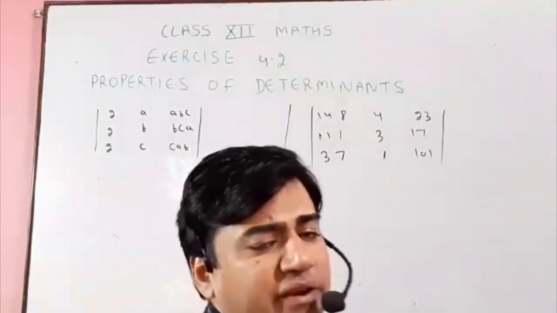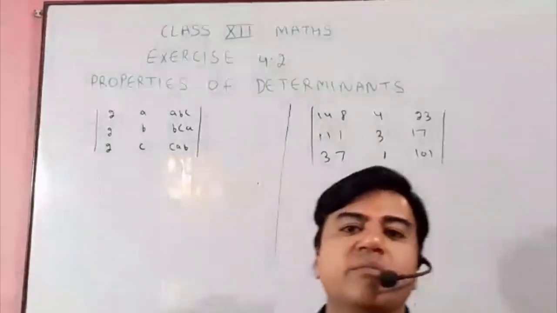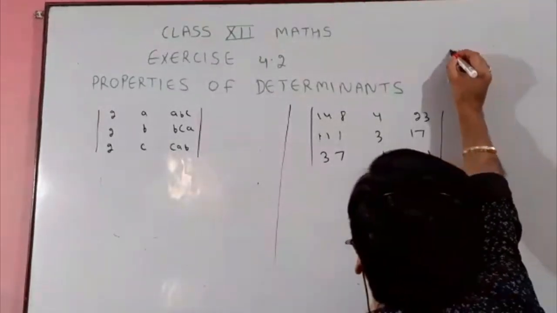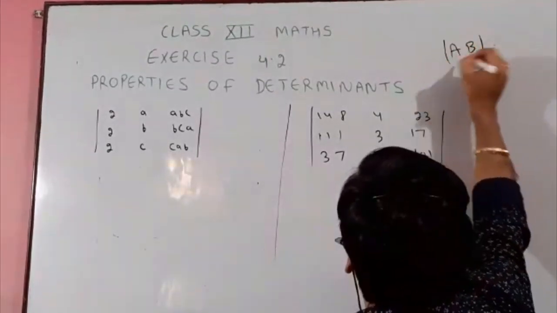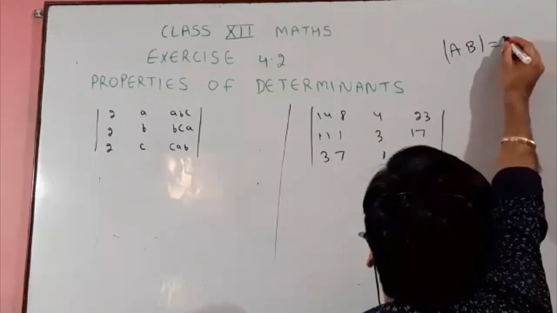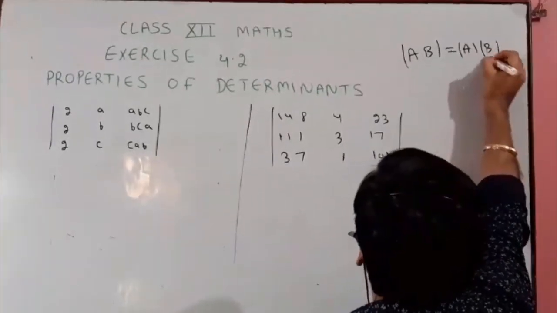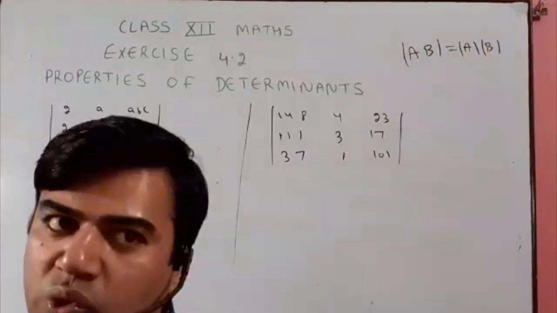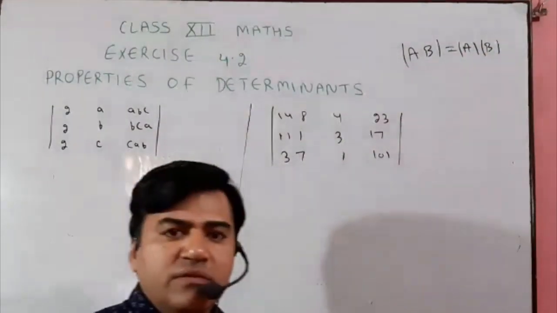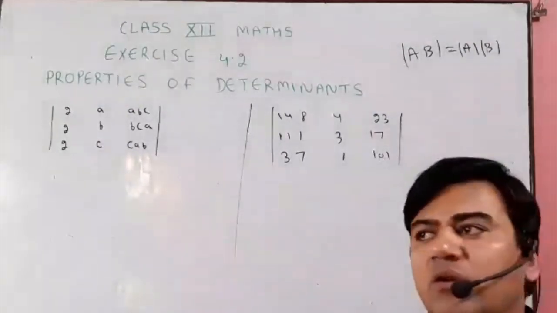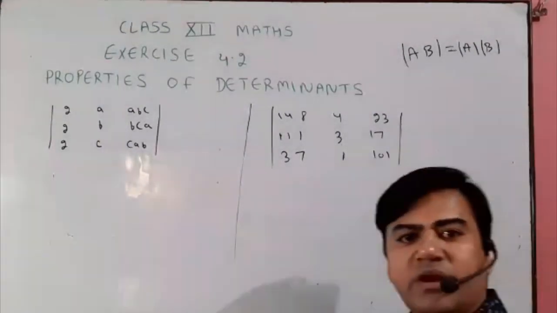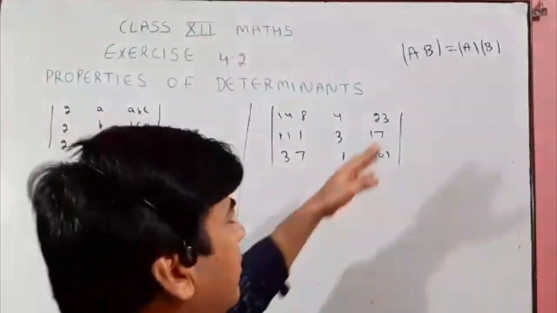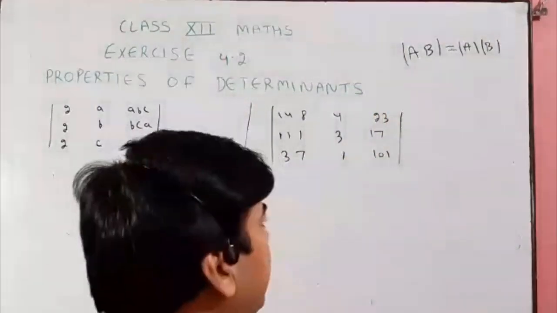The last and 7th property of determinants is just a simple property. This property is: determinant of AB is equal to determinant A into determinant B. That is, if you multiply two matrices and then take the determinant, or on the right hand side you take the determinants and then multiply, the result will remain the same. It will not depend on the order of A and B.